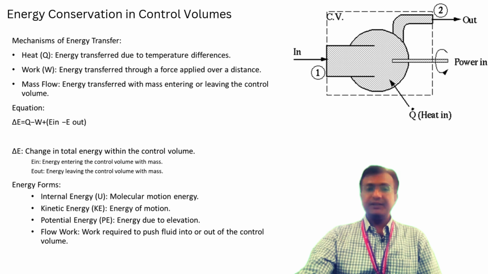And to analyze this energy balance, we have to use the equation ΔE = Q − W + (E_in − E_out), where ΔE is change in total energy within the control volume. E_in is the energy entering the control volume with mass. E_out is the energy leaving the control volume with mass. Now here Q is the heat added and W is the work associated with the control volume.